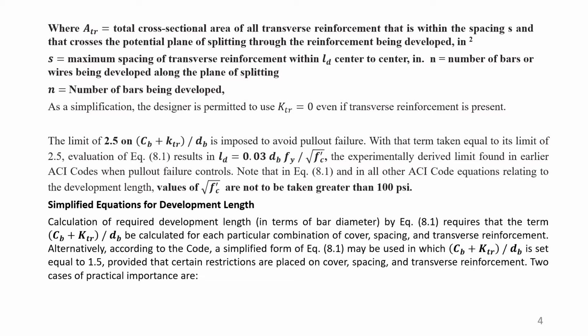Here is another requirement on this page, in the middle paragraph, that the concrete strength, root over F prime C, should never be taken as more than 100 in this equation. Root over F prime C equal to 100 is very high strength concrete, and if the concrete strength is more than that, then we should not use a value of root over F prime C more than 100 in this equation.